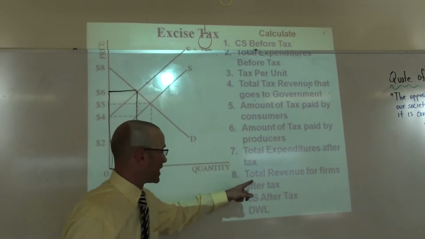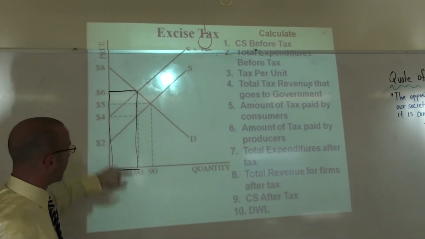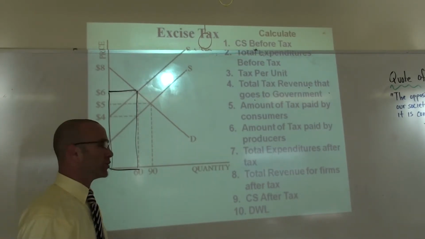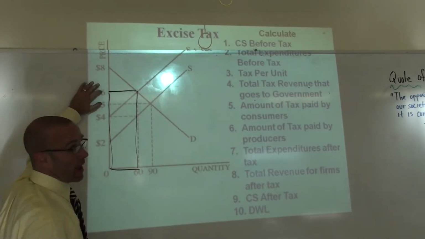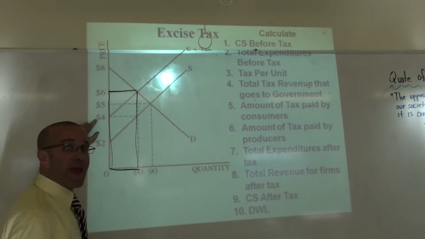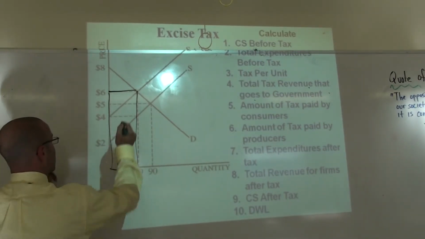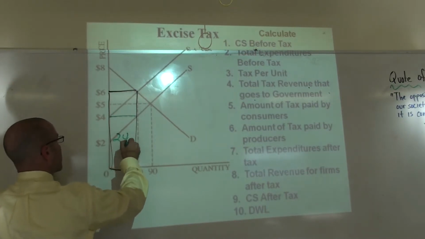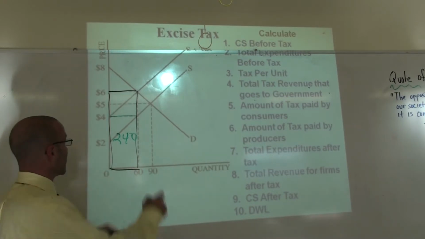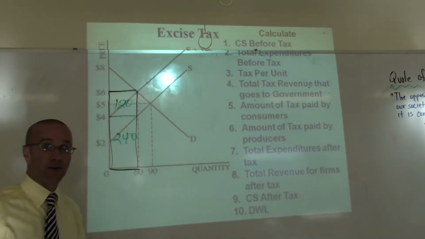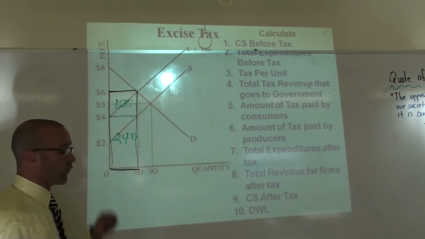Question 8 says, what is the total revenue for the firms after the tax? Of this 360, how much does the producer get to keep? Well, we know that $6 is what the buyers pay. $4 is what the producers make per unit. $4 times 60 units is 240. Producers get to keep 240. Did you forget what this box was? $2 times 60. That was the tax revenue. So all this money goes to the register. 120 goes to the government, 240 stays with the producer.